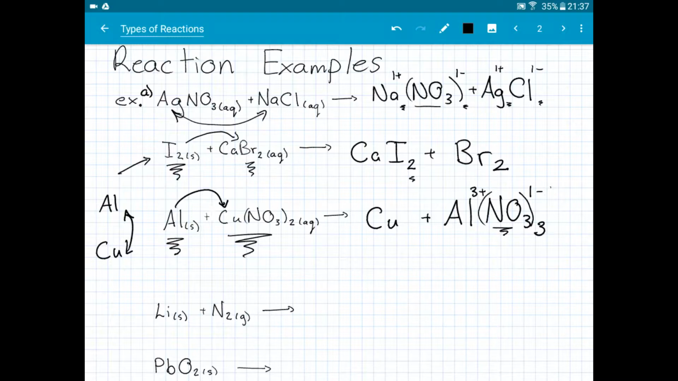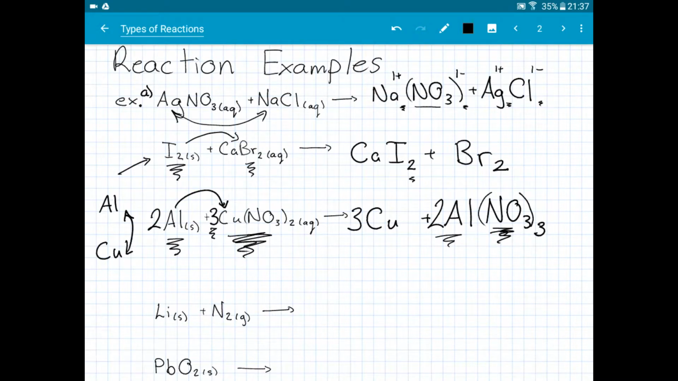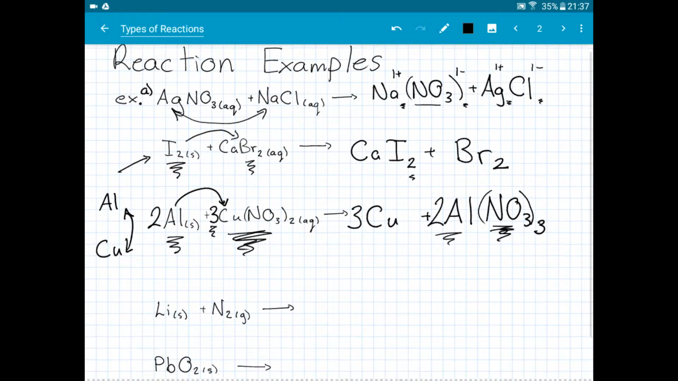So be careful, because now the problem is that we need to balance this. And we've got 3 nitrates over here, but only 2 over here. So to make that balanced, we'll make 6 on both sides. So we'll put 2 here and 3 there. So that balances the nitrates, but now you can see we have 2 aluminums, so we need 2 aluminums over here. And on this side we have 3 coppers, so we need 3 coppers over here. And so that's a balanced equation for that reaction.